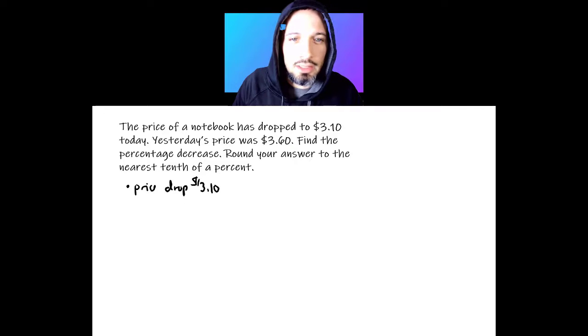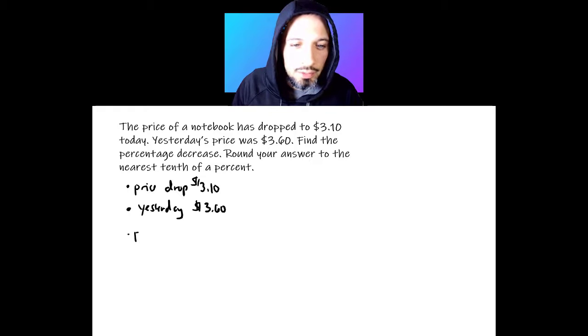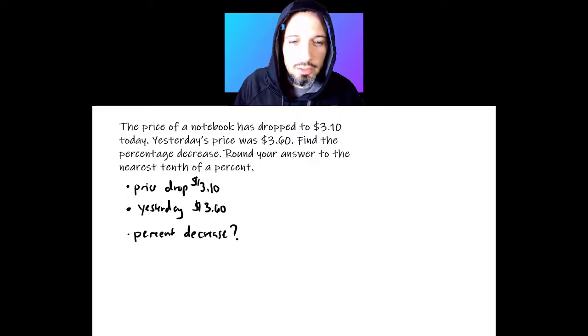Then it says yesterday's price. So yesterday, the price was $360. Find the percent decrease. So what is the percent decrease? So I'm just going to put that down, and I'm going to write it as a question because that's what we're trying to find. So find percent decrease, question mark.